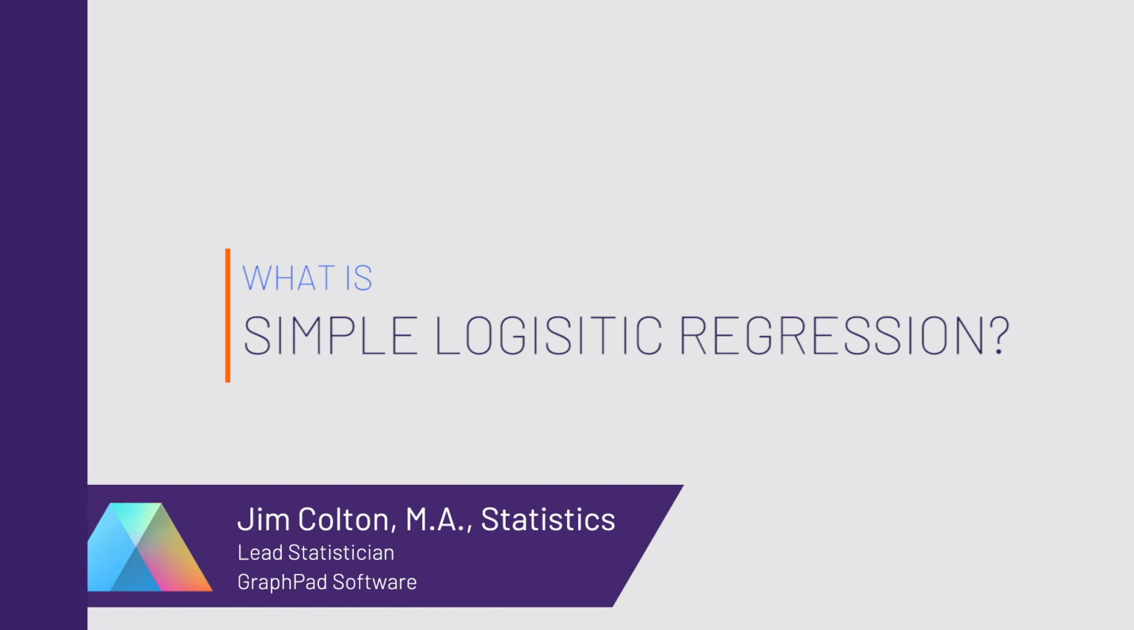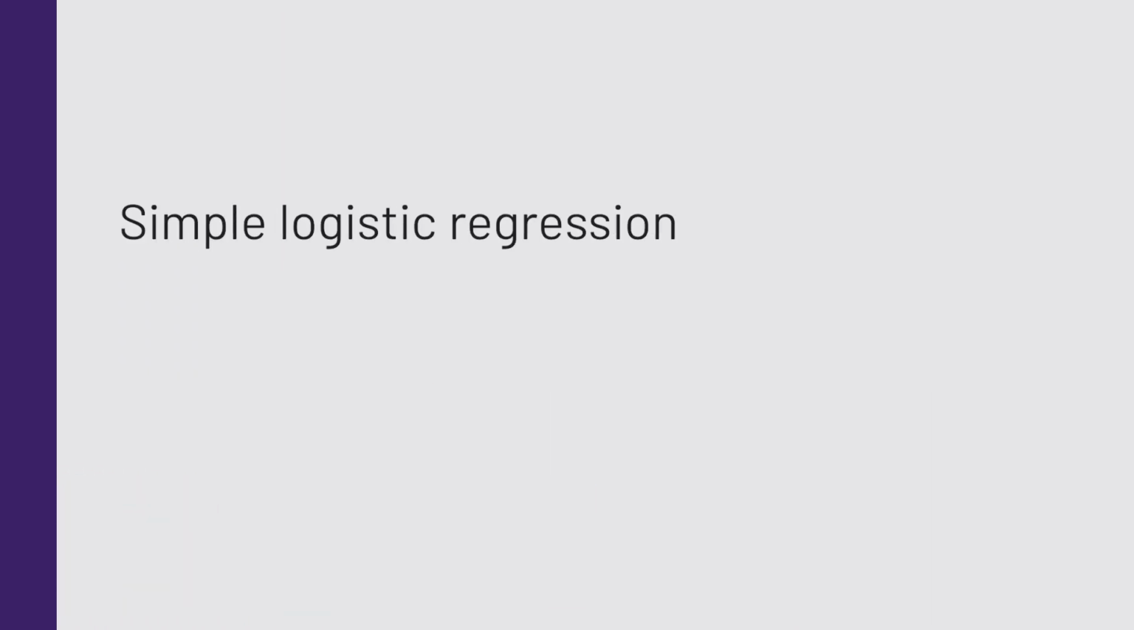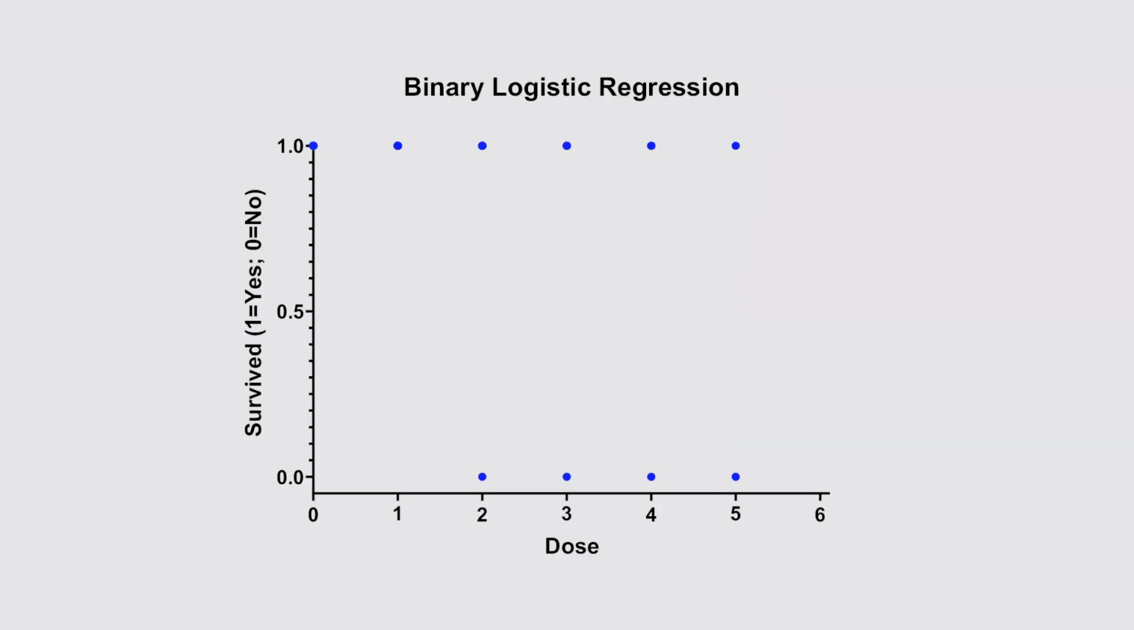What is binary logistic regression, and why do I need it? Binary logistic regression is a specialized form of regression for predicting binary responses such as pass-fail, yes-no, and survived-didn't survive. If you have a binary response and one or more independent variables, then you need binary logistic regression.